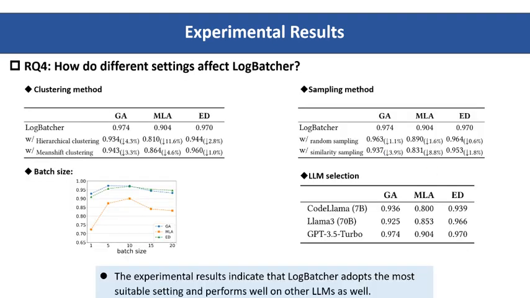We also researched the most suitable settings for LogBatcher. For example, we found that DBSCAN performed the best among all clustering methods, likely because it identifies noisy data, which aligns with the uneven distribution characteristic of log data. Meanwhile, we evaluate the impact of different sampling, different batching sizes, and different LM selection.